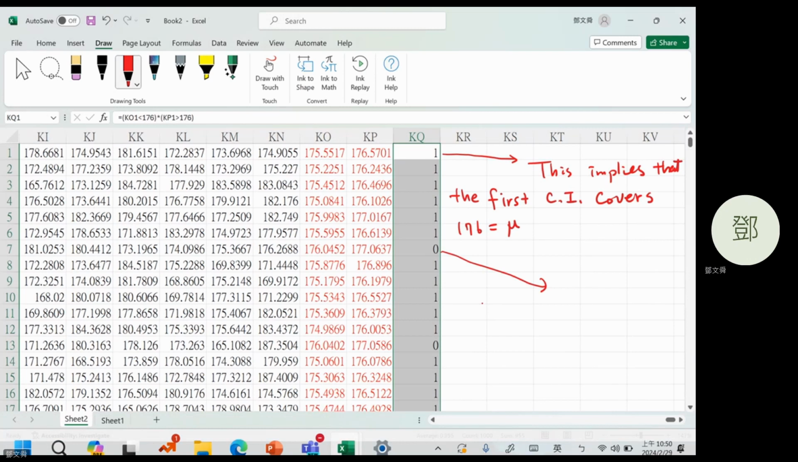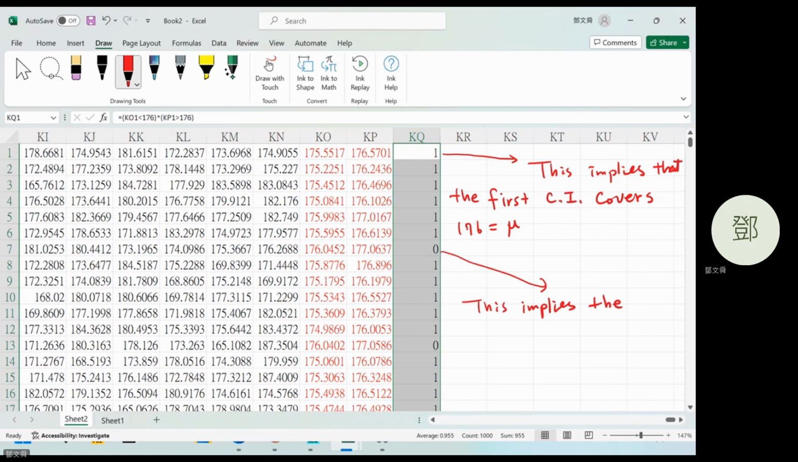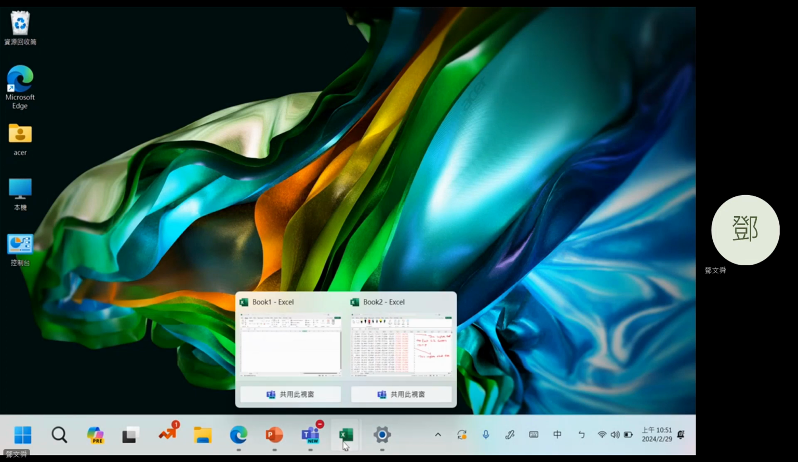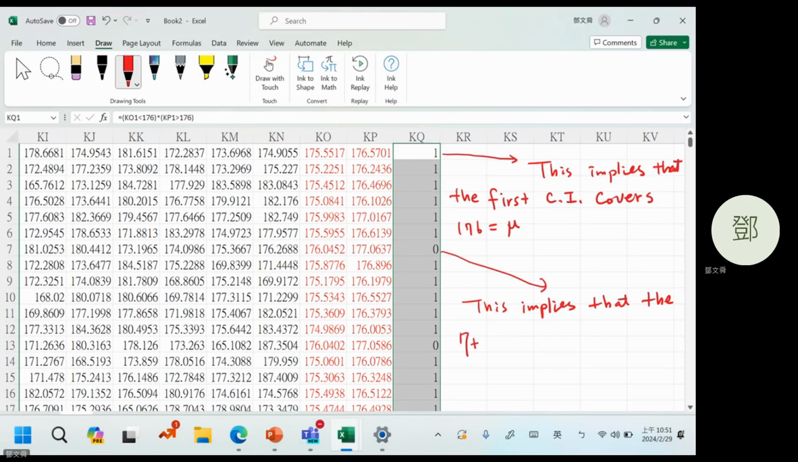And this implies that the seventh failed to cover mu equal 176. Okay, and let me screenshot.